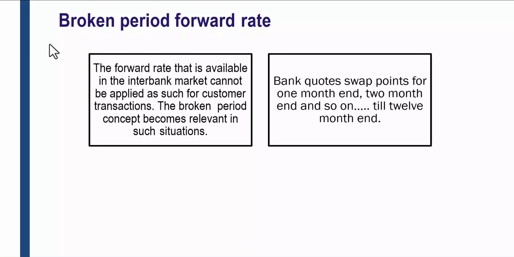Banks quote swap points for 1 month end, 2 month end, and so on till 12 month end. What happens is the forward rates are given at the month end: April, May, June, like this. Now we have which month? January. So January end, February month end, like this. There are no midway rates. If you have gone through the quotation I've given, 1 month, 2 months, 3 months, like this is given, isn't it? So we don't have in-between rates.